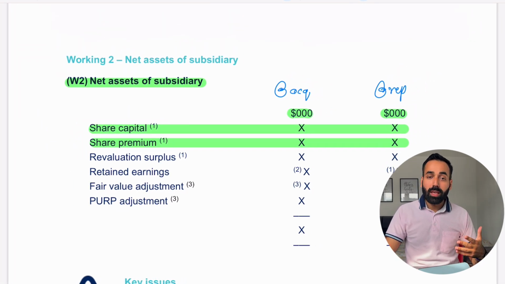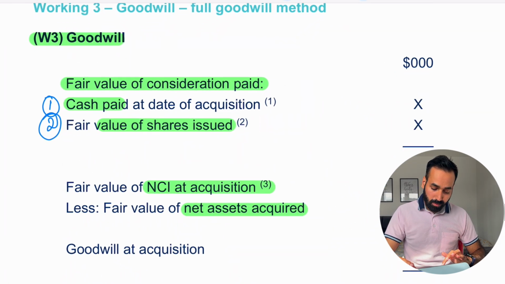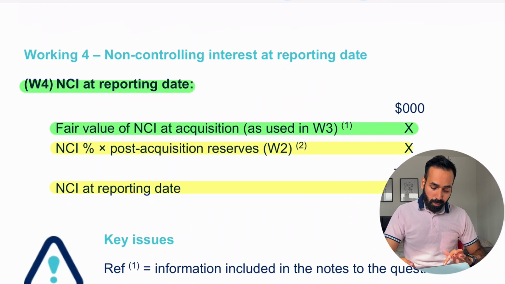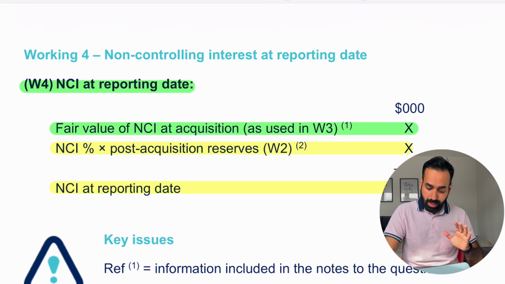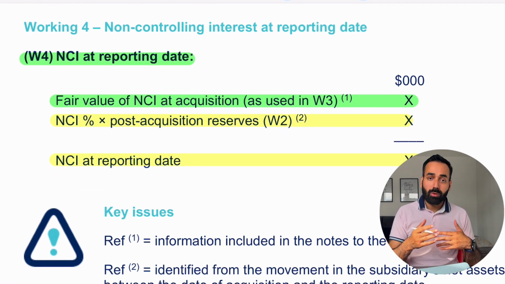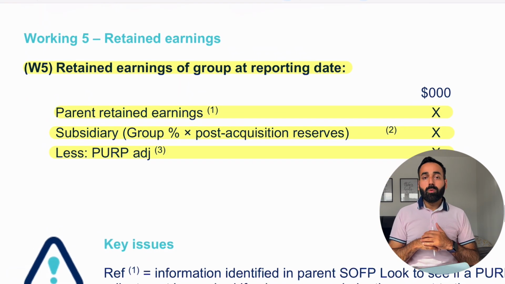More on this, I'll be discussing with you in the next video. Working three is your goodwill, and then working four is where you will record the non-controlling interest, and the method is written on the screen. So keep in mind, this is very basic and straightforward for us, just to get started. And then we have working five, where we will be discussing the parent's retained earnings.